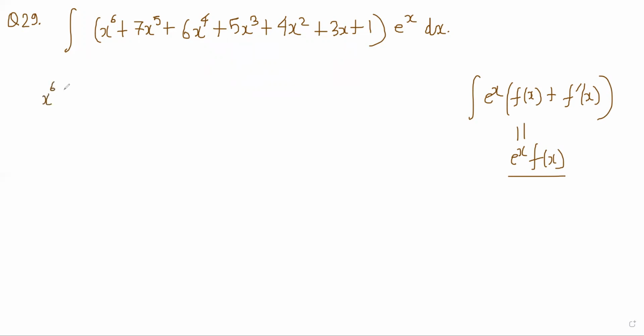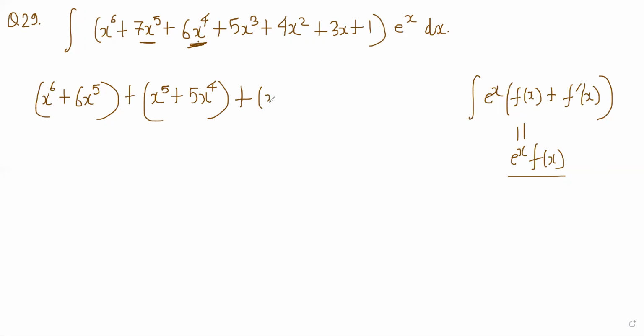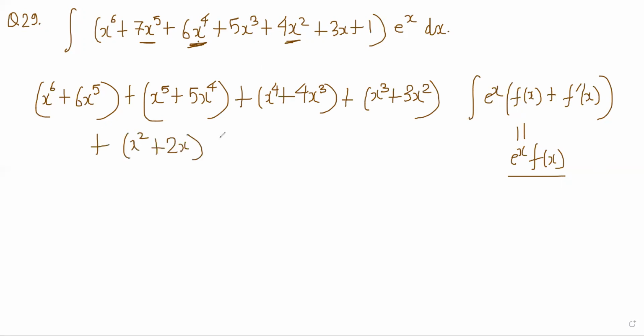So let's try to fit this in that form. So I'll take x power 6, and what is the derivative of that? It is 6x power 5. So these are together. So what is left here? I'm left with x power 5, right? Because there is 7 here. X power 5 plus 5x power 4. What is left here? There's an x power 4 left here. So x power 4 plus 4x cube. Again, x cube is left. X cube plus 3x square. X square is left, plus x square plus 2x, plus again x is left, so x plus 1. So the whole thing can be written like this.